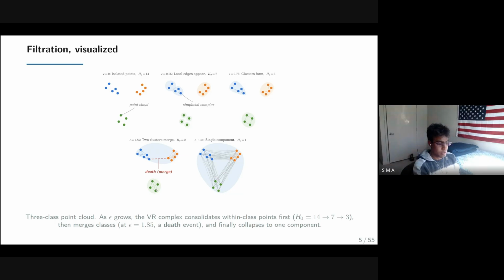Also, some terminology that I want you all to remember. You have birth, which is forming of clusters, and then death, which is merging of clusters. So these are two events in persistent homology.